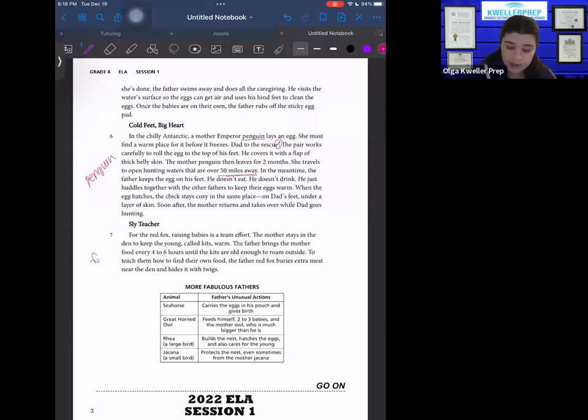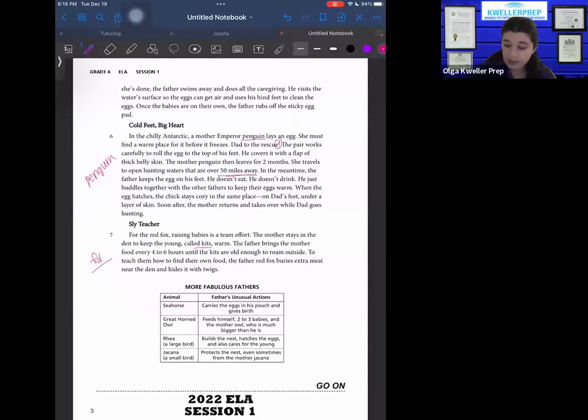And then finally, Sky Teacher. For the red fox, raising babies is a team effort. The mother stays in the den to keep the young, called kits, warm. The father brings the mother food every 4 to 6 hours until the kits are old enough to roam around. To teach them how to find their own food, the father red foxes bury extra meat near the den and hide it with twigs.